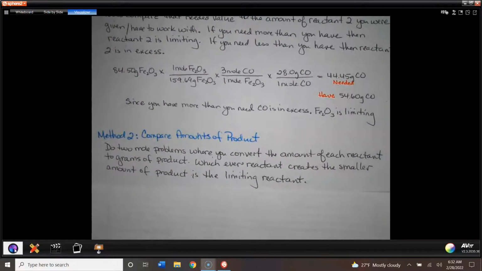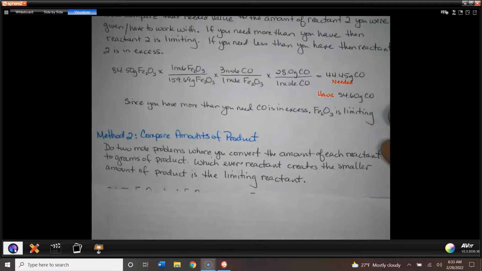And I'll be able to see what's limiting as well, because the limiting reactant is going to produce the smaller quantity of product. If I see how much iron I can get from the reactant in excess, it's going to be more than what the limiting reactant could produce.